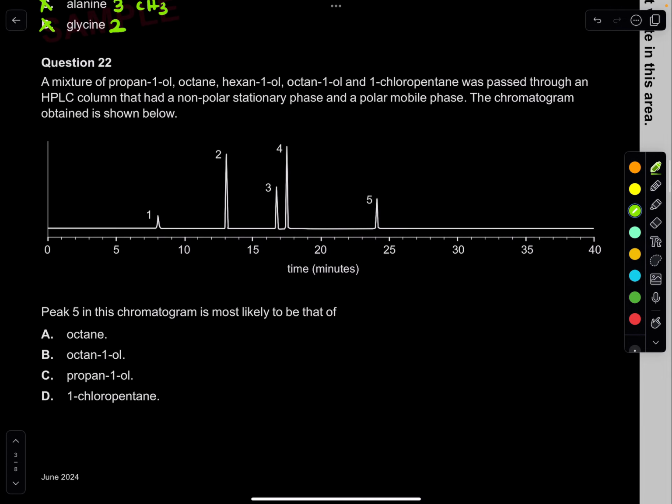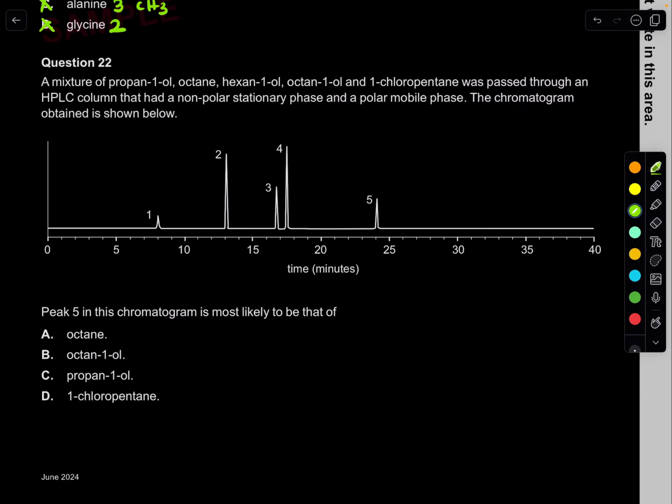Okay, next question. A mixture of propan-1-ol, octane, hexan-1-ol, and octan-1-ol was passed through an HPLC column that had a non-polar stationary phase and a polar mobile phase. The chromatogram obtained is shown. Peak 5 in the chromatogram is most likely to be what?